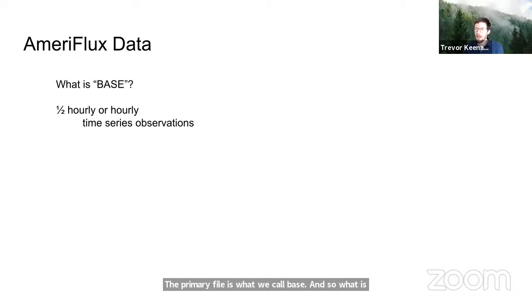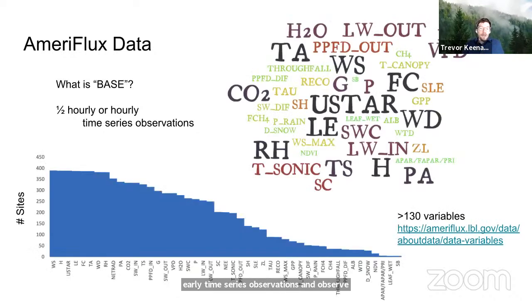Base is a file from AmeriFlux, one file per site, that includes all the flux and met data from that site. Okay, so it is primarily time series data, flux, met, and also some concentration data, which is neither a flux nor a meteorological variable. So these are the half-hour, hourly time series observations. And observations of what, you might ask? So a lot of different things, it turns out.